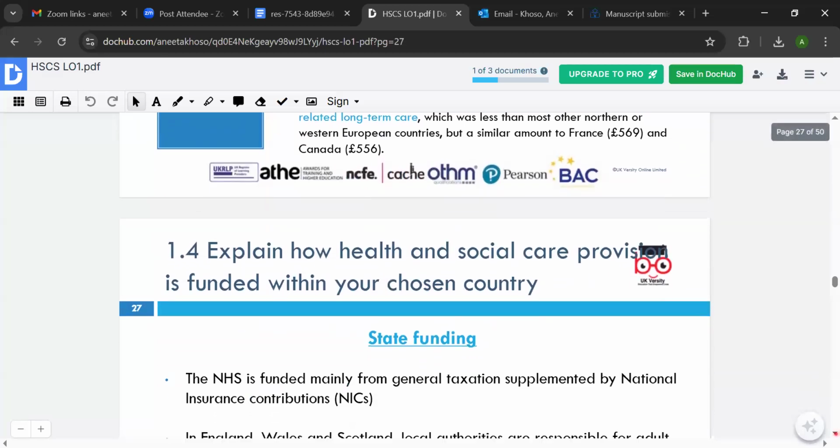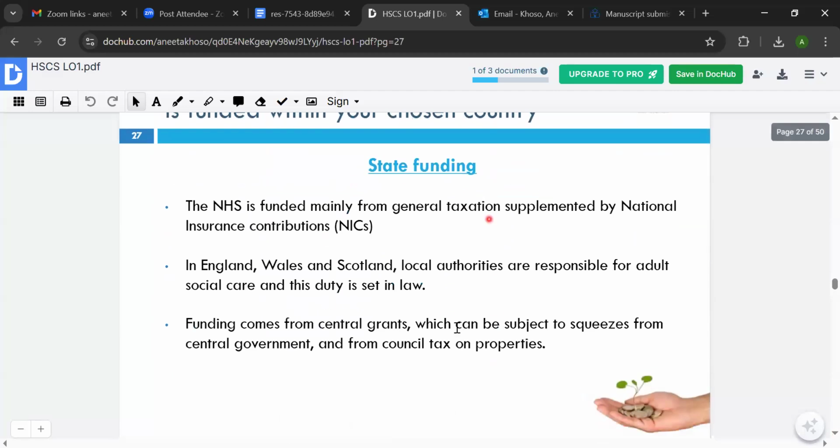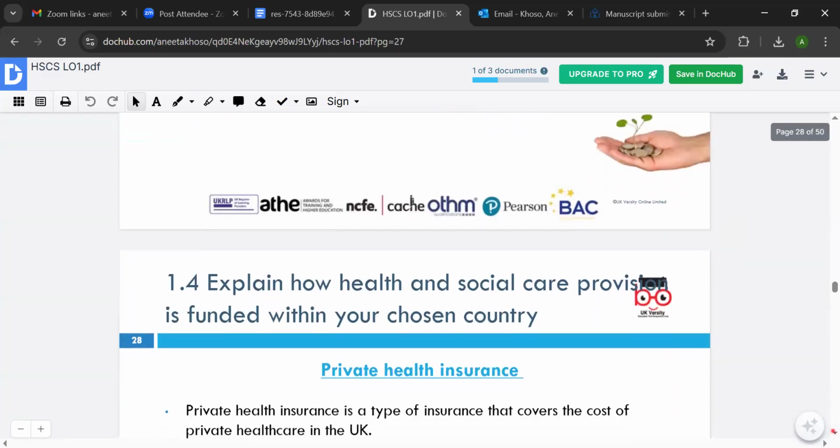Okay. Now coming towards the state funding. So the NHS is mainly funded from general taxation. We know that, supplemented by NI contributions. In England, Wales, and Scotland, local authorities are responsible for adult social care, and this duty is set in law. Funding comes from central grants, and this can be subject to squeezes from central government and from the council tax on property. So taxes change, they vary, so things can vary as well.